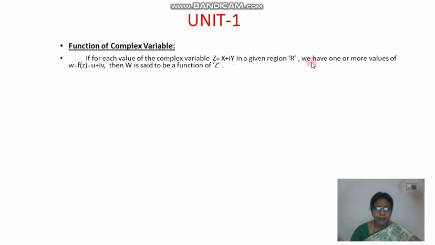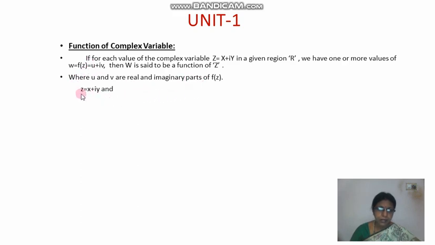Here, for this complex variable, we have one or more values of w, which is f of z equal to u plus iv. Then w is said to be a function of z. It means z is x plus iy is the complex variable, then the function of z, or w, is u plus iv, a complex variable function. Okay? Here u is the real part and v is the imaginary part. I repeat this, where u and v are the real and imaginary parts of f of z.